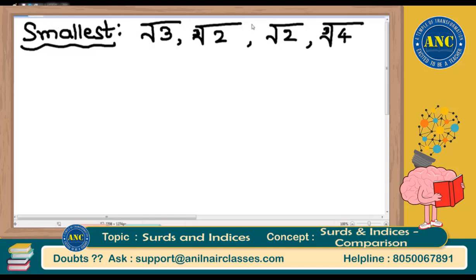Very easy logical way of solving again. This is 3 power 1 by 2, 2 power 1 by 3, 2 power 1 by 2, 4 power 1 by 3. Now let us again make our power the same value, right? Now see here, can I say that the powers are 1 by 2, 1 by 3.